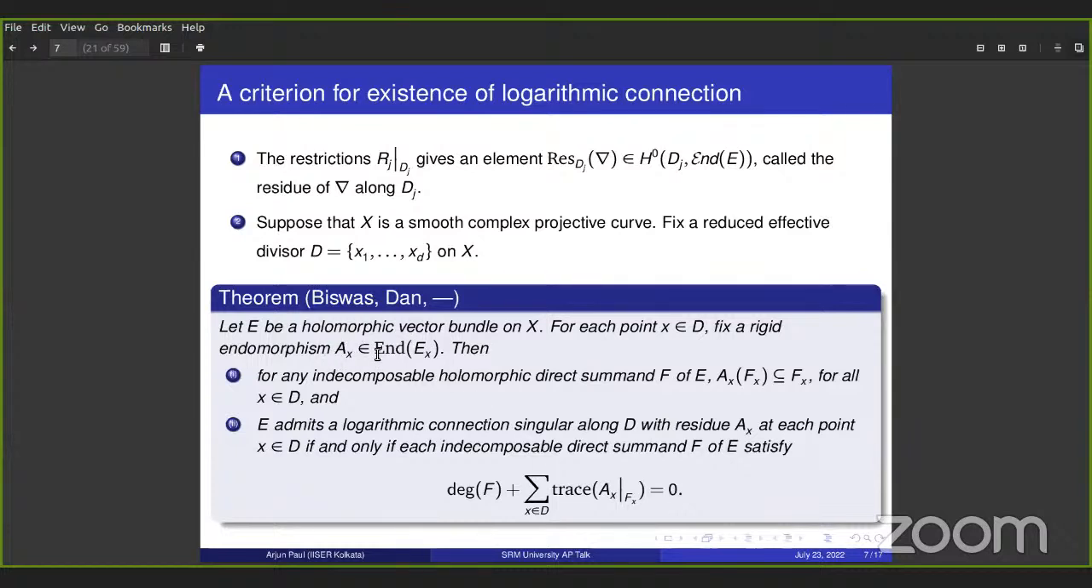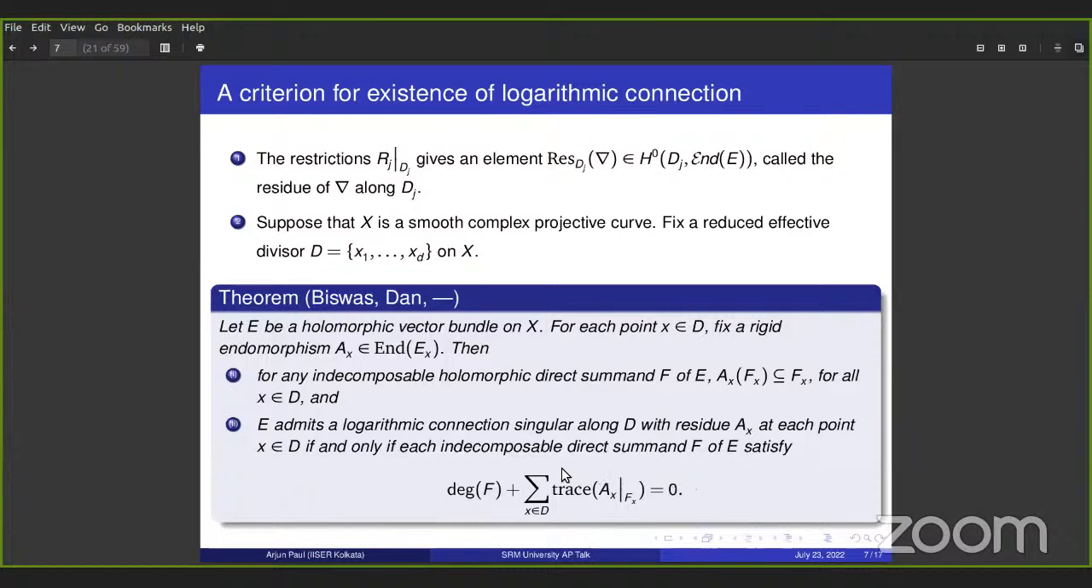So AX is a rigid endomorphism. That means that this AX commutes with all global endomorphisms of E. Then we have this if and only if statement. Without the rigidity assumption, I don't know whether this if and only if condition holds or not. Actually, in our proof, we have used this rigidity assumption to derive this if and only if. I'm not talking about the if and only if condition, but in one side, is there any implication or nothing? Yeah, one side we need.